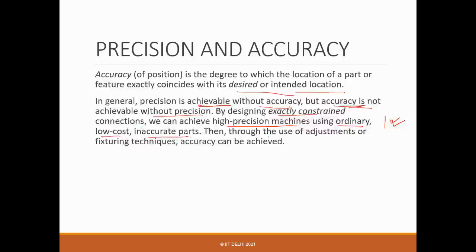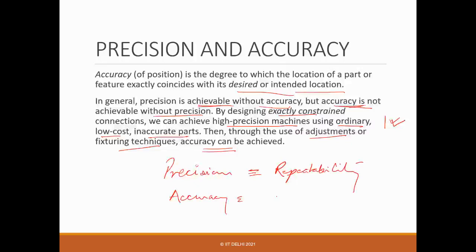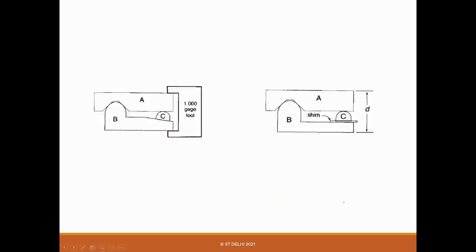So this is one. The next stage is then, through the use of adjustment and fixturing techniques, accuracy can be achieved. Okay. So the first part will give you precision, that is repeatability. And accuracy you achieve through adjustments and these techniques, right? Okay. So this is a very good example.